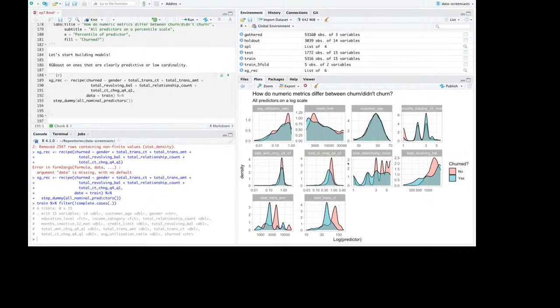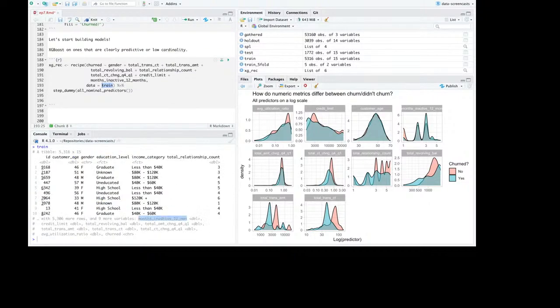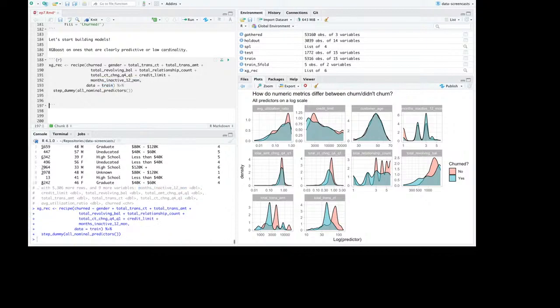Wow. Yeah, so I'm going to start with just months inactive. I can actually see some relationship of credit limit and months inactive 12 months. What is that? Is that right? No, what does it say? Months inactive 12 mon. All right, and that's actually not a lot of cleaning.